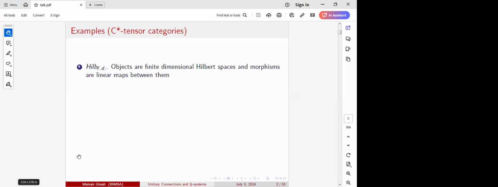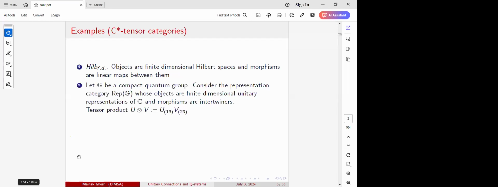Okay, so to begin with, before I define what a C* tensor category is, let me start with some examples. We start with the easiest one, the category of finite dimensional Hilbert spaces, where the objects are finite dimensional Hilbert spaces and morphisms are linear maps between them. In this case, the tensor structure is given by the usual Hilbert space tensor product.